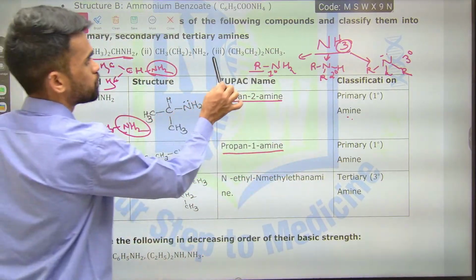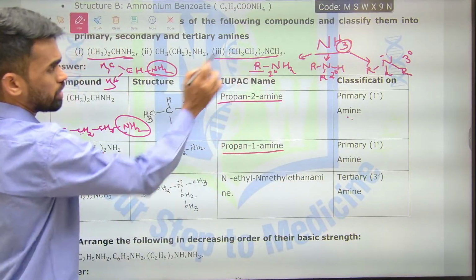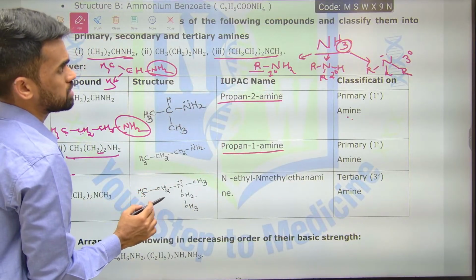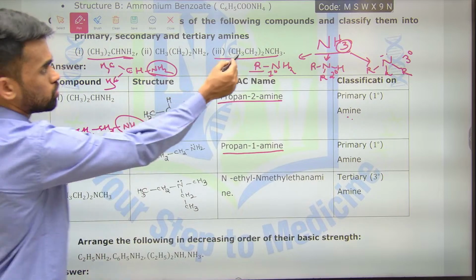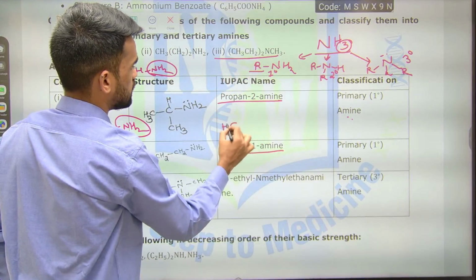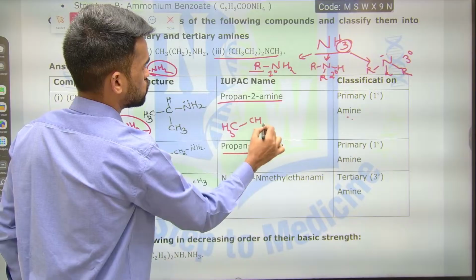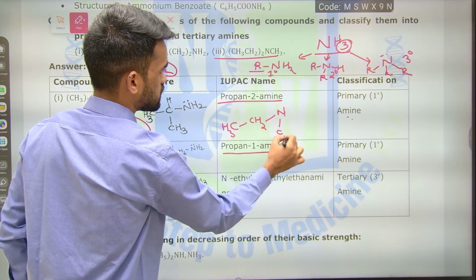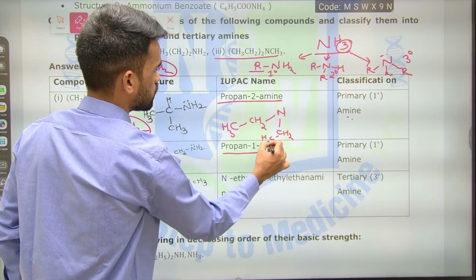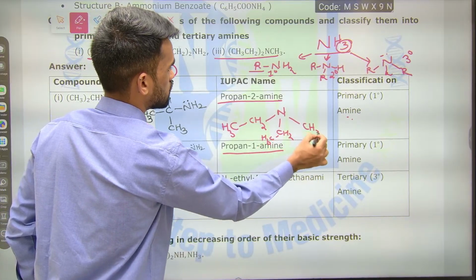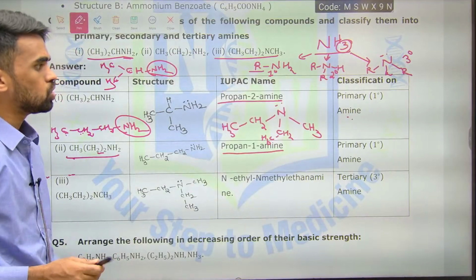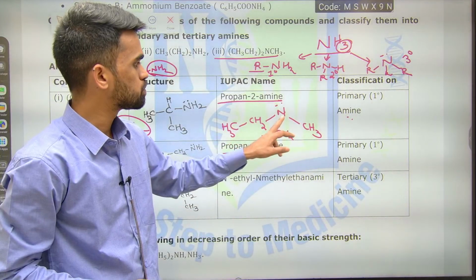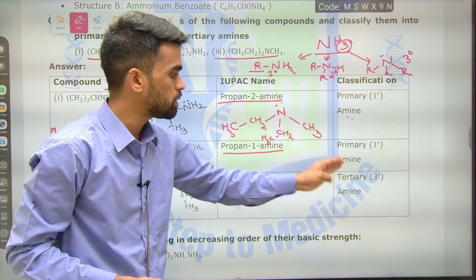Next one here, if you observe this, you are going to get a secondary or tertiary. Let us see once. Yeah, it's a tertiary. Now write the structure like CH3, CH2, N, 2 times are there now. You can write CH2, CH3 one more time, and one more CH3 is there, right? So like this we have. So how many alkyl groups are attached to the nitrogen? 3. So it should be a tertiary amine.